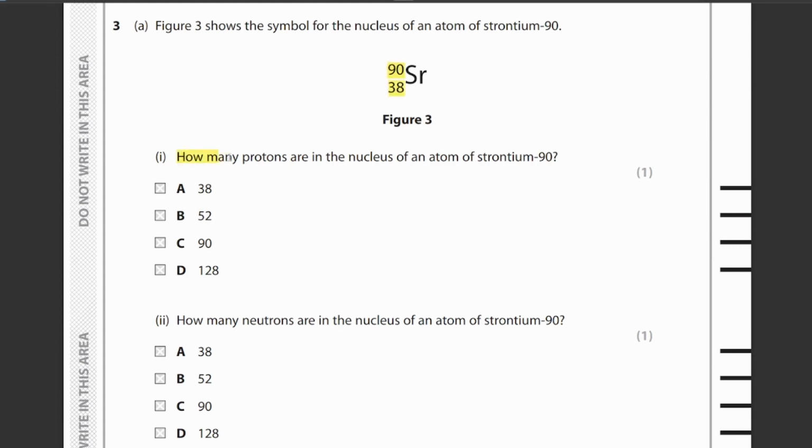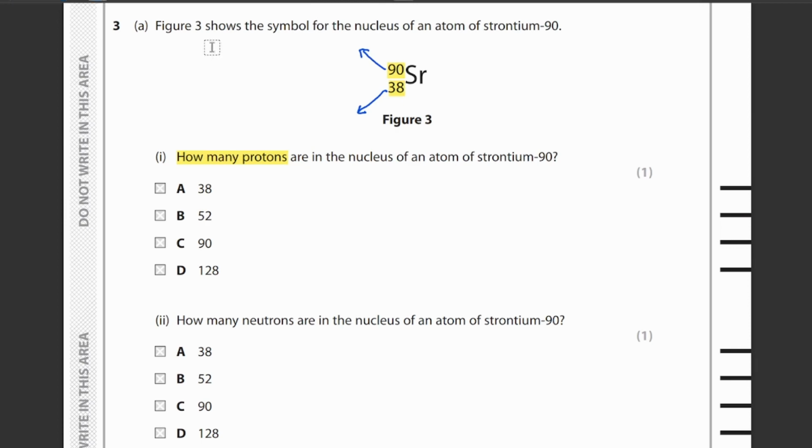How many protons are in the nucleus of an atom of strontium-90? So they have given you 4 values. How do you calculate the number of protons? Now these numbers mean something. The bottom number and the top number mean something, so let's make a note of what they are.